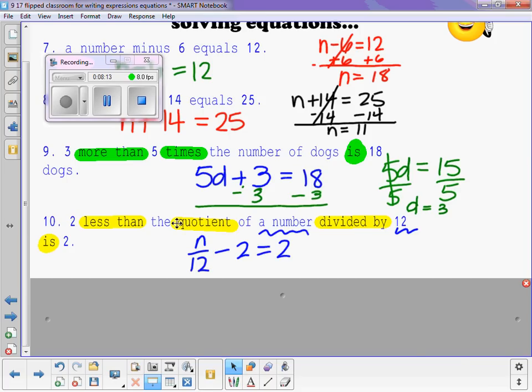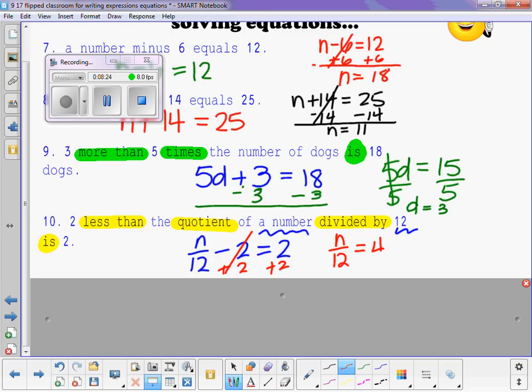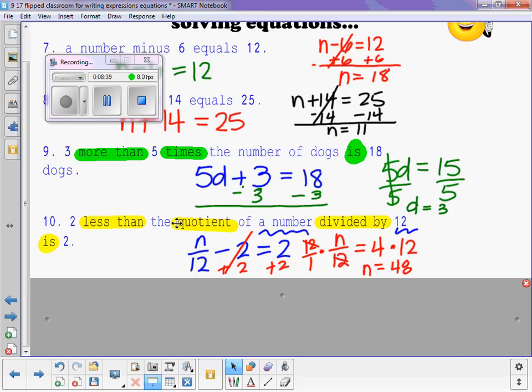Again, to solve, we want to start with our addition or subtraction, and to undo subtraction, we're going to add. So I'm going to add 2 to both sides. That cancels, and I'm left with n over 12 equals 4. Now to undo division, I need to multiply by 12 on both sides. I'm going to put this one over 1 so it matches my fraction, and times 12 over here. And I know that these cancel, and I'm left with n equals 48. Write that down in your notes.